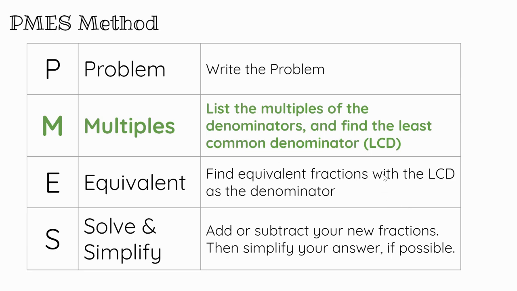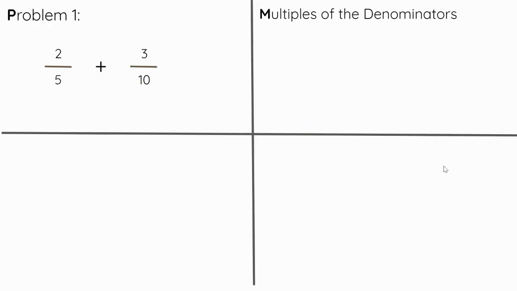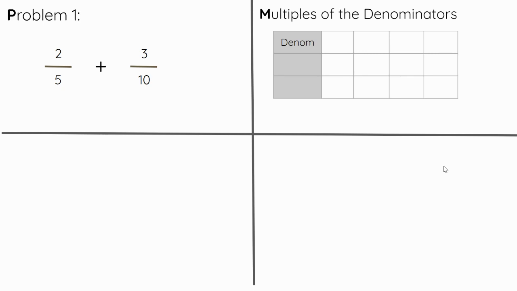The M stands for multiples. So what we're going to do is list the multiples of the denominators and then find the least common denominator. If I'm going to list my multiples over here, I'm going to start by first listing the denominators. I have 5 and 10. First we're going to start with the first multiple of each of those denominators, so we're going to multiply each number by 1. So 5 times 1 is 5 and 10 times 1 is 10. So far, I don't see any multiples that they have in common, so let's continue. Next, we're going to multiply each denominator by 2. 5 times 2 is 10, and 10 times 2 is 20.